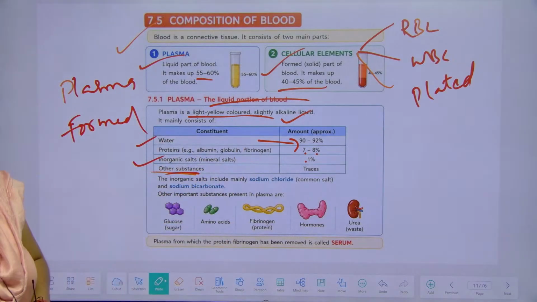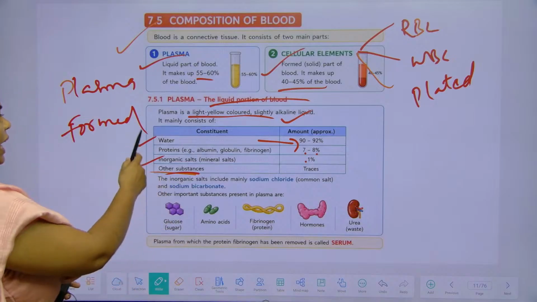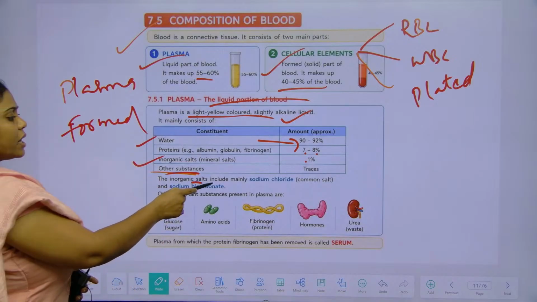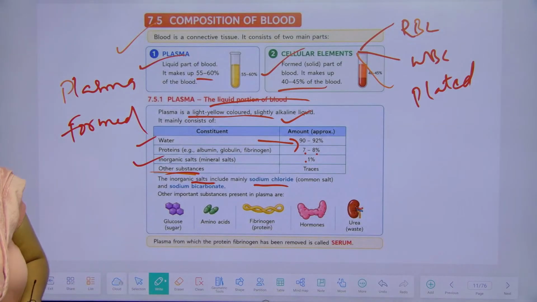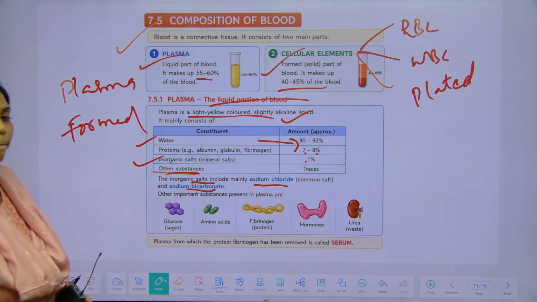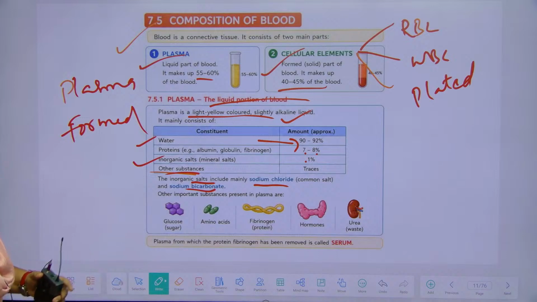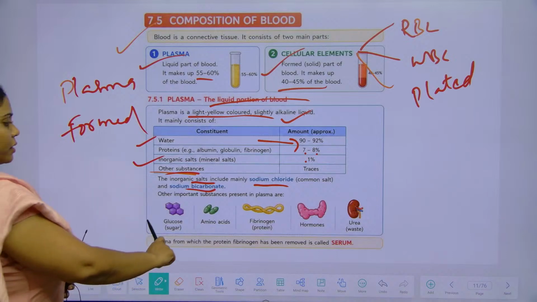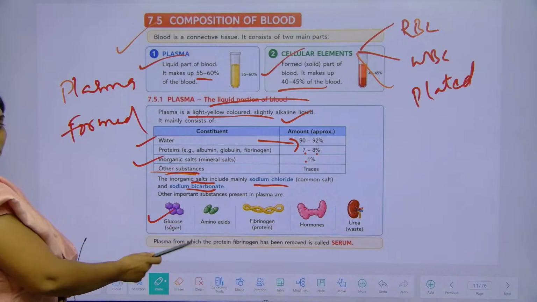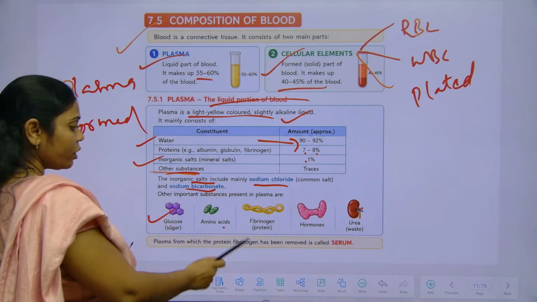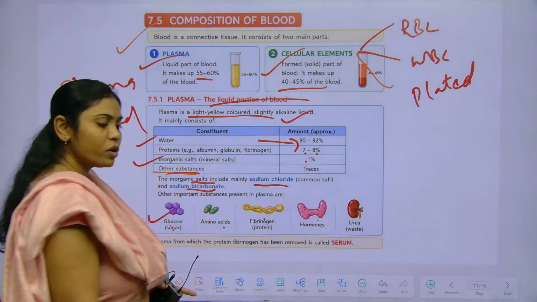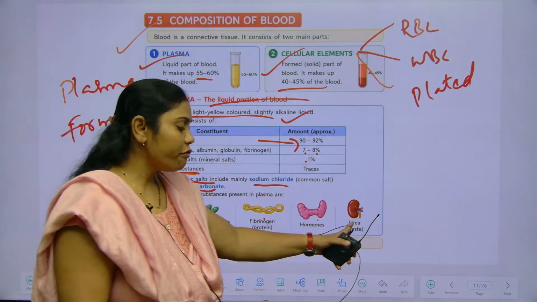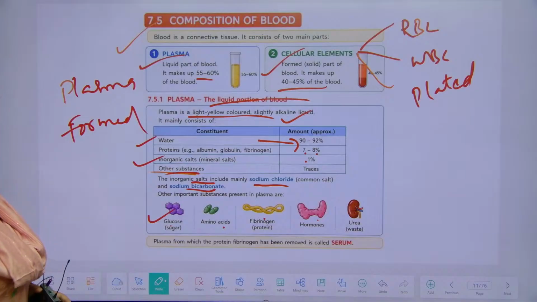Water is present. And along with this, inorganic salts like what? Sodium chloride, we can call it common salt, right? And also sodium bicarbonate will be present. Some other substances you can see: glucose will be present in the plasma, amino acids also present, fibrinogens also present, some amount of hormones also present, some amount of waste products also will be present.